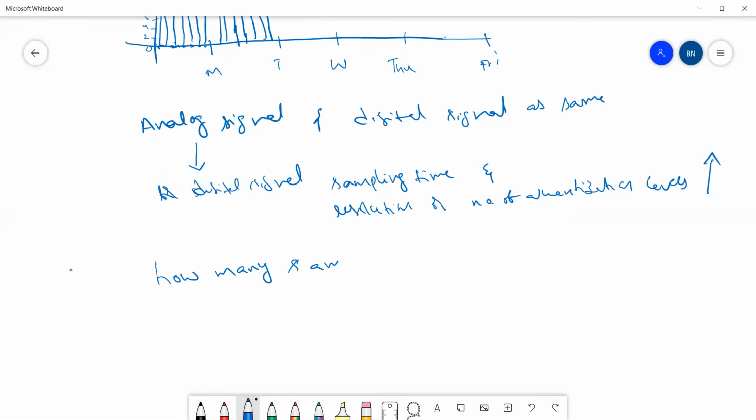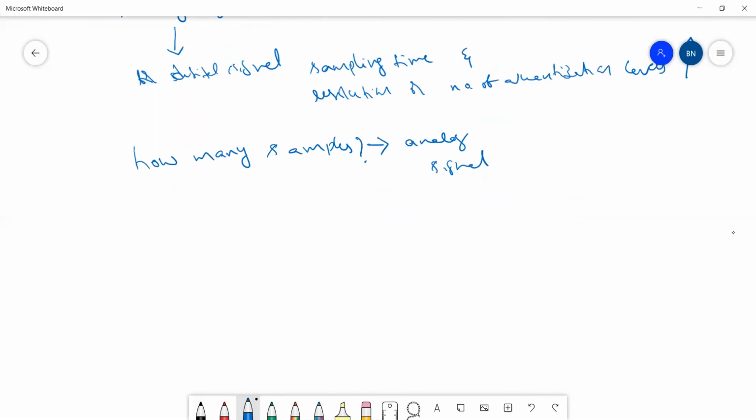how many samples should we take in order to accurately represent the analog signal? So the question is here again, how many samples should we take in order to represent the analog signal? Okay, with the same example what we have seen here. So let us see. Suppose today is Thursday. So on Thursday we are reading the temperature 8 times per day.